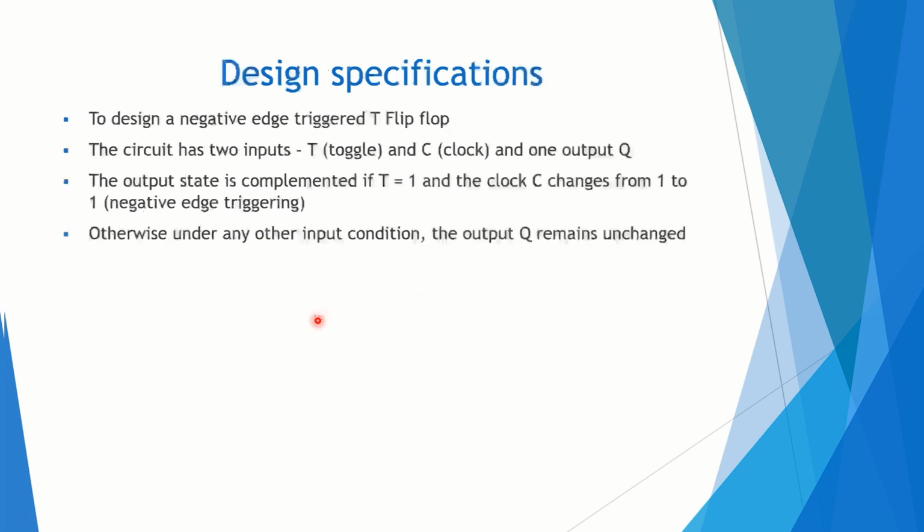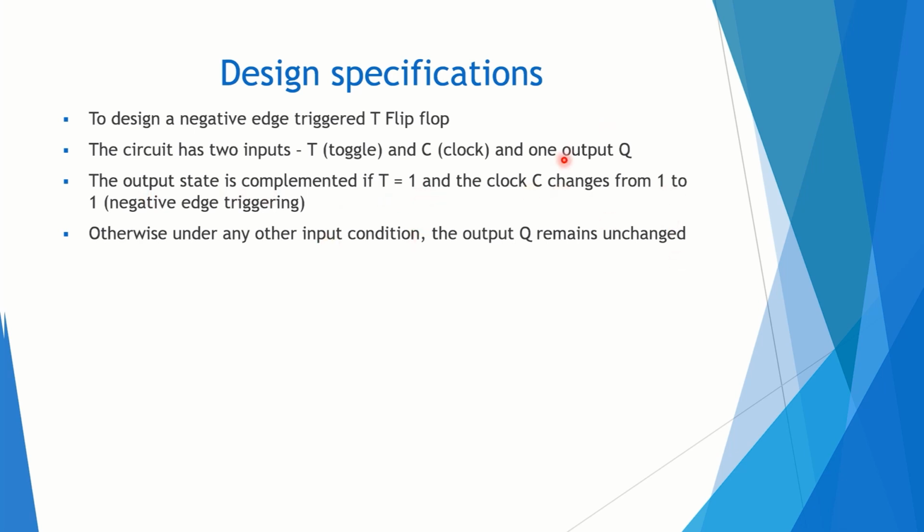So these are the design specifications. We are going to design a negative edge triggered T flip-flop. As you know, the circuit has two inputs, toggle T and clock C, and one output Q. The output state is complemented if T is equal to 1 and the clock changes from 1 to 0.